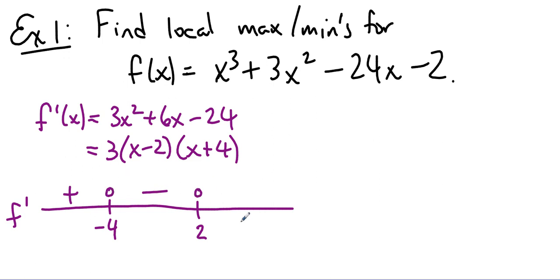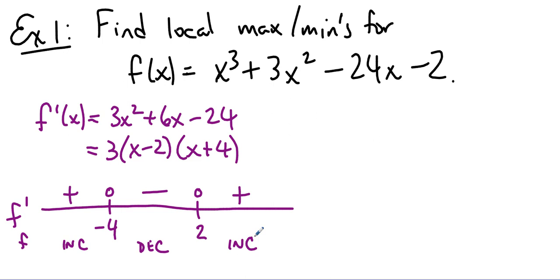Derivative is 0 here. Derivative is 0 here. You pick your favorite number bigger than 2. Go ahead, your favorite number bigger than 2. Plug it in. You get a positive number times a positive number. That's a positive number. So the derivative is positive, and then negative, and then positive, which means that f is increasing, and then decreasing, and then increasing.